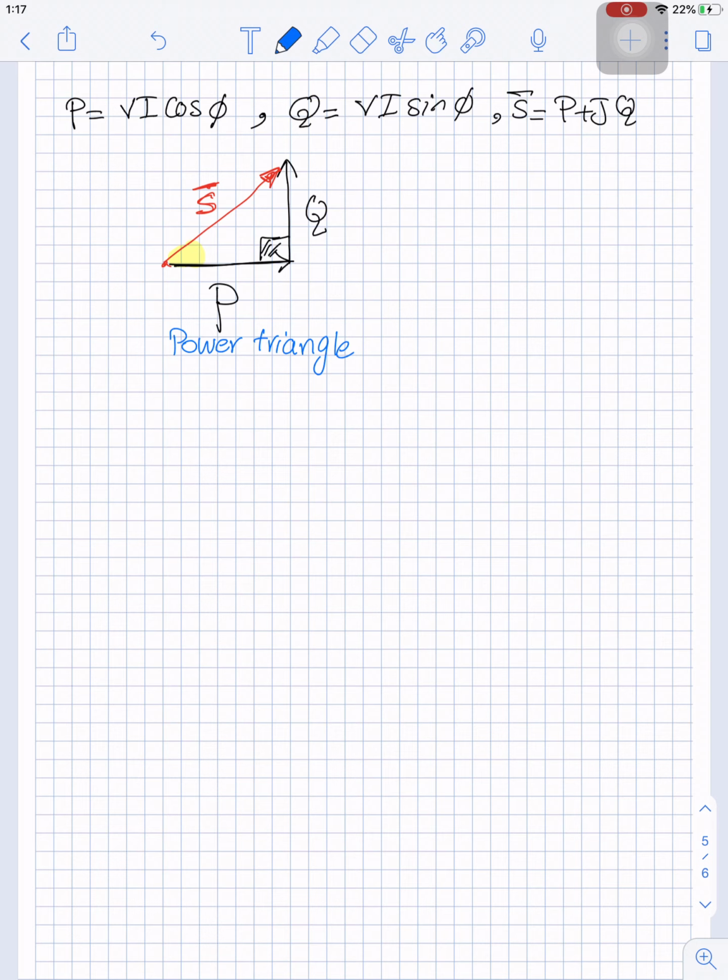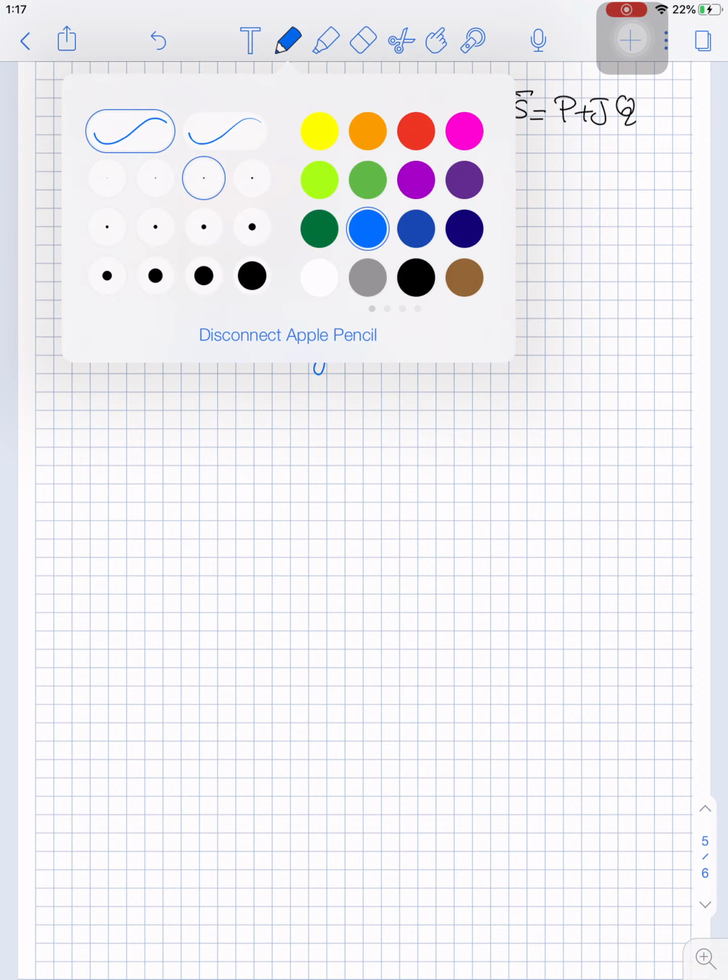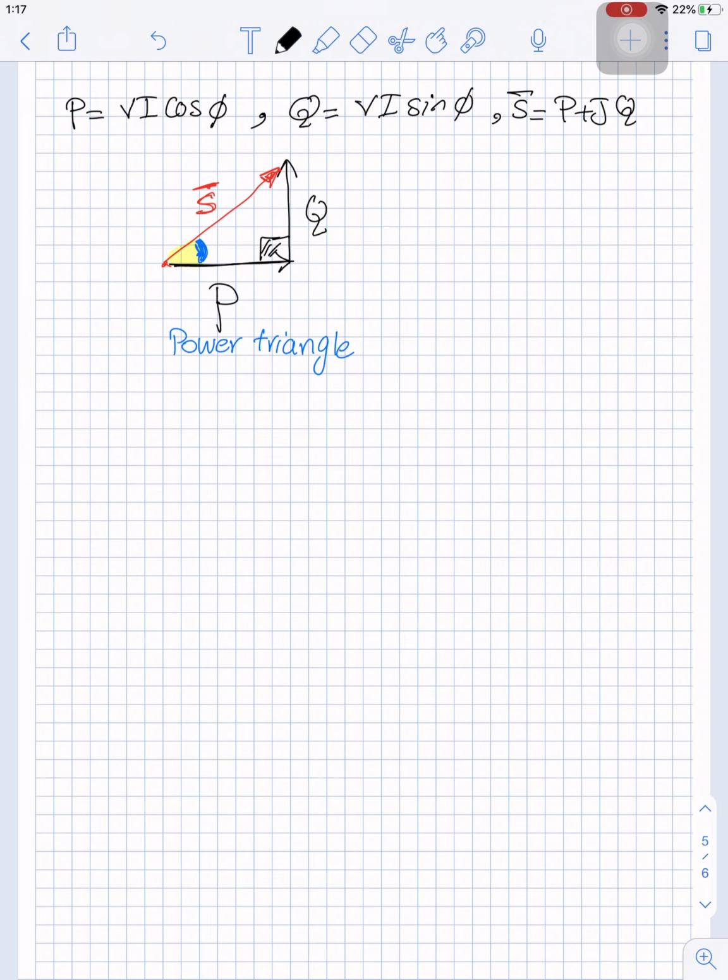I will give you a second to think about what this angle is. What is this angle here? Any idea? Let's name this angle X.